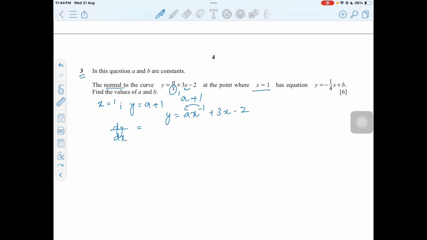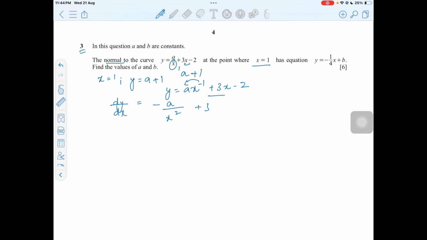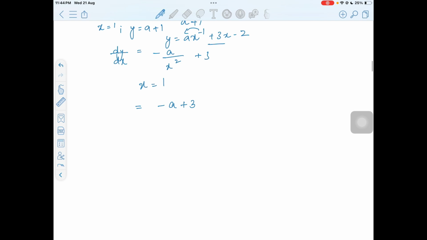Bringing the power down, this would be minus, and then subtracting the power, so this would be ax minus ax squared, and this is basically 3. So we have our dy by dx, that is the gradient of the tangent. We plug in x equals 1 over here, and we get negative a plus 3.